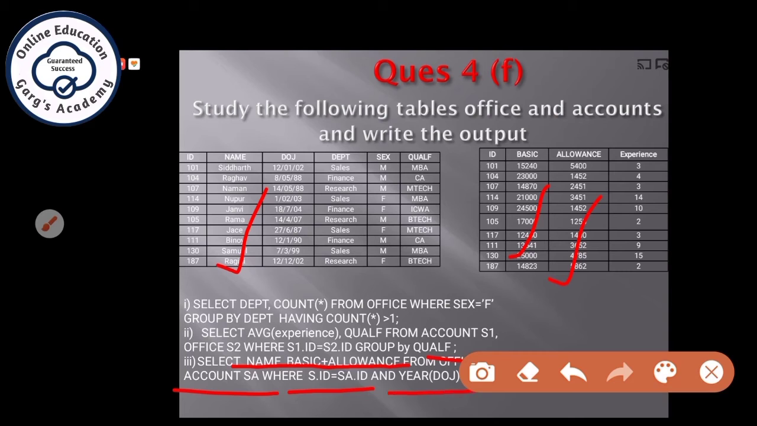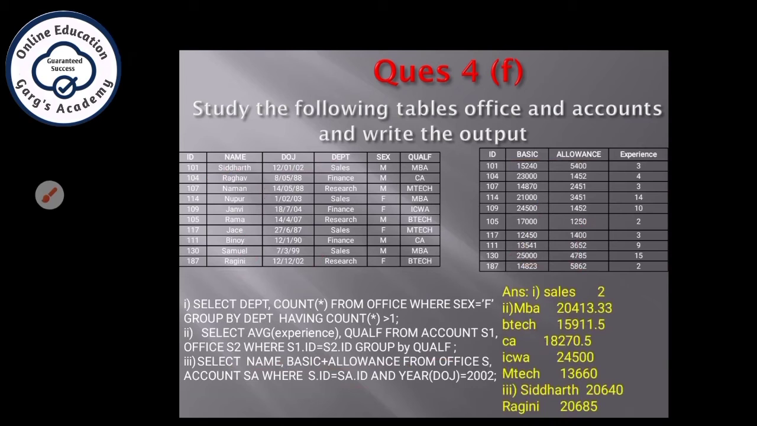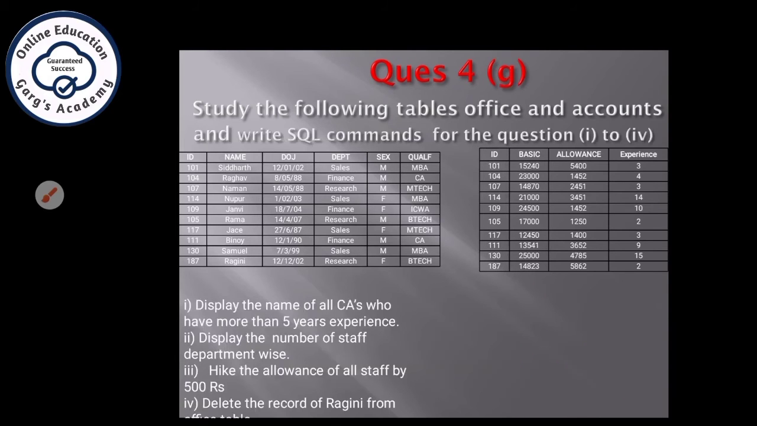and year of date of joining is 2002. So calculate how many candidates have date of joining year as 2002. There are only two records, Siddharth and Ragini. So the output you have to write by adding their basic plus allowance salary, and the result will be in this way: Siddharth 20,640 and Ragini 20,685.